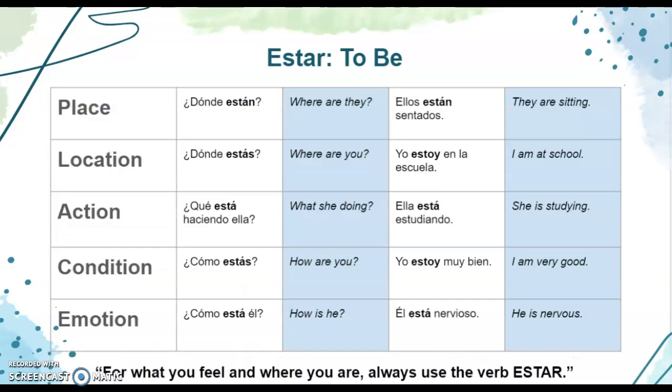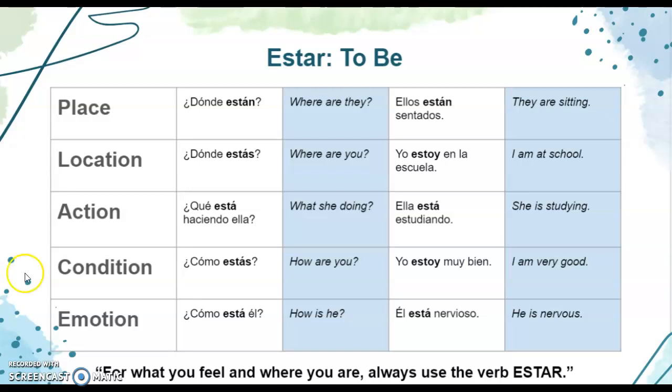All right, so if we're talking about place, I might ask, ¿Dónde están? Where are they? And an answer might be, ellos están sentados. They are sitting. Also location, which is very similar to place, but location, think of it as geographical location, whereas place could be where an object or a person is, like in the room, like I'm looking for someone right now. So location, ¿Dónde estás? Where are you? Yo estoy en la escuela.